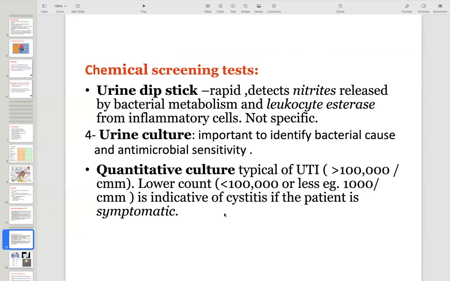Next are chemical screening tests, such as urine dipstick. It rapidly detects nitrites released by bacterial metabolism, and leukocyte esterase from inflammatory cells, which is not specific. Next is urine culture, which is important. We've mentioned that before. And quantitative culture is typical of UTI. A lower count is indicative of cystitis if the patient is symptomatic.